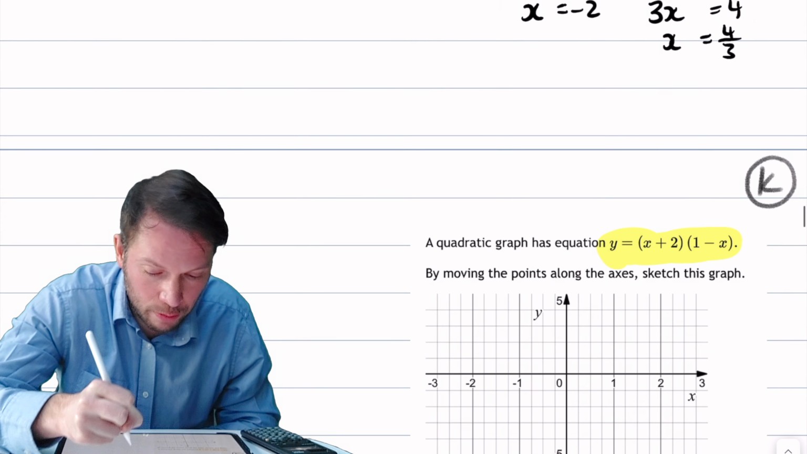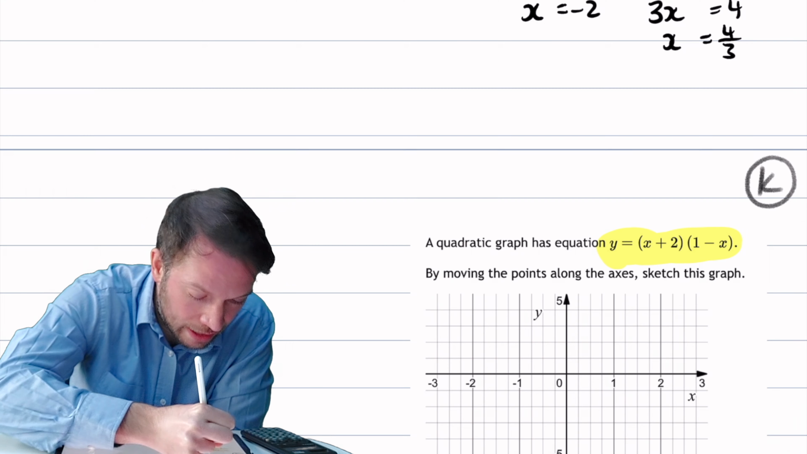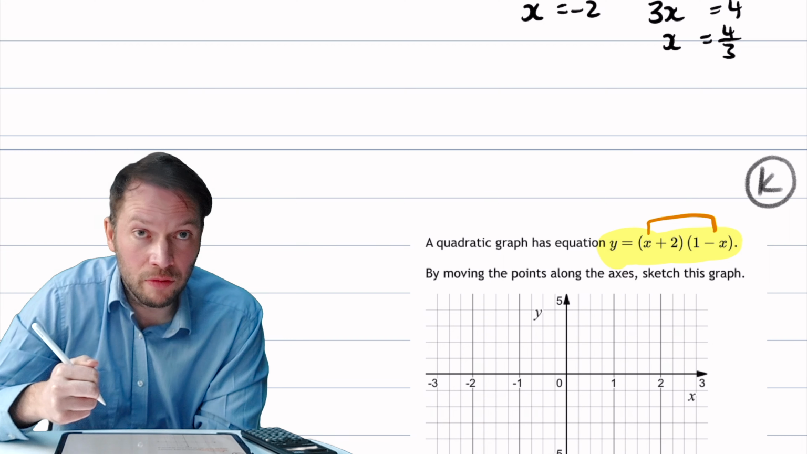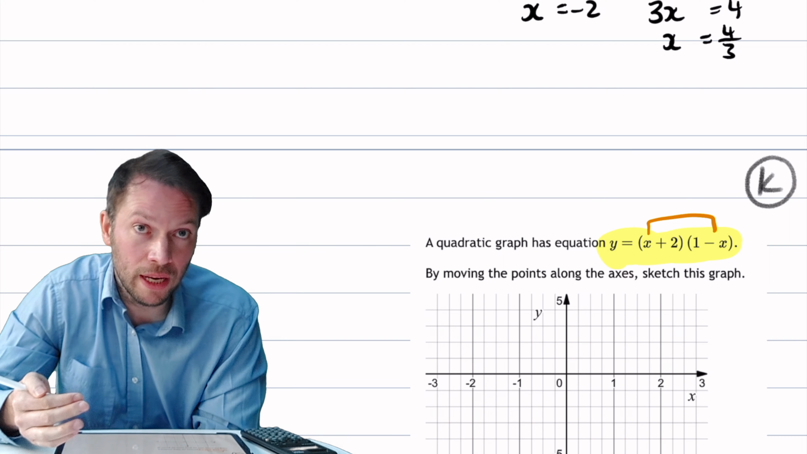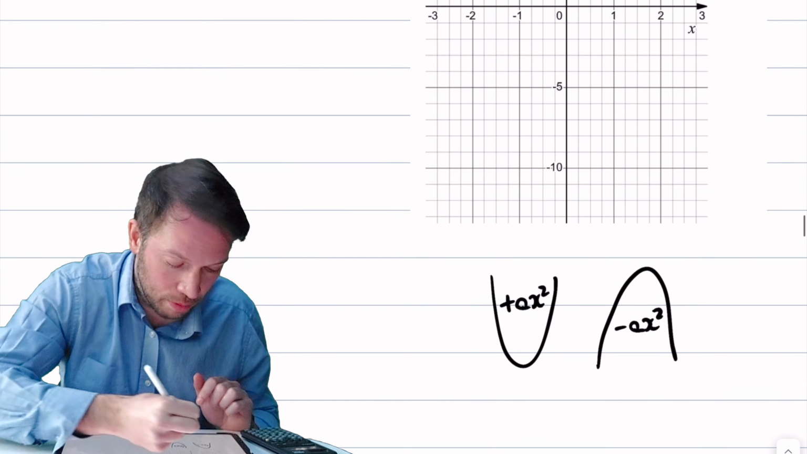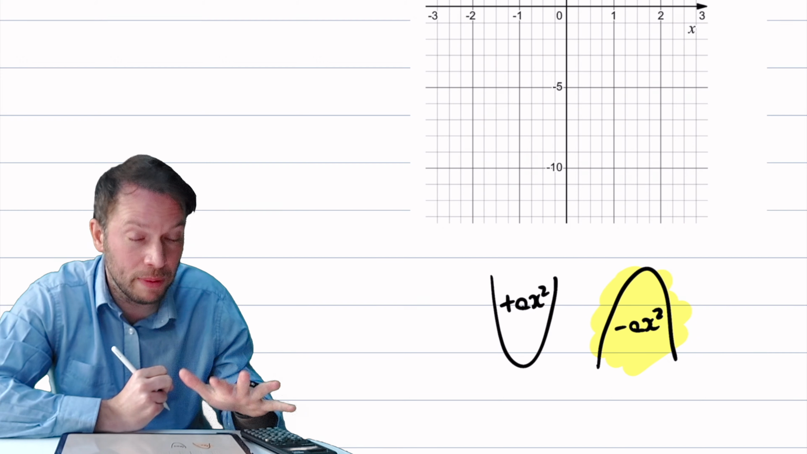Now, can you see that if you were to expand this out, you would have x times a minus x, which would be minus x squared. Another way of saying that is minus 1x squared. Negative 1 is a negative number, so it's going to be a negative quadratic like that. So that's the shape we're expecting to get.